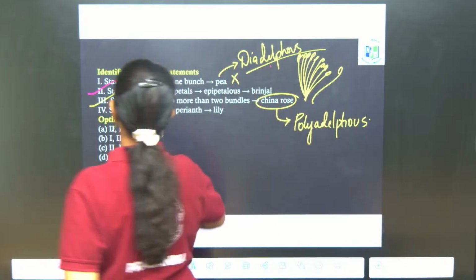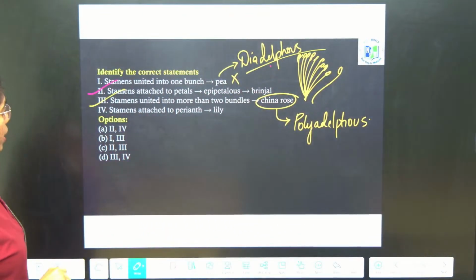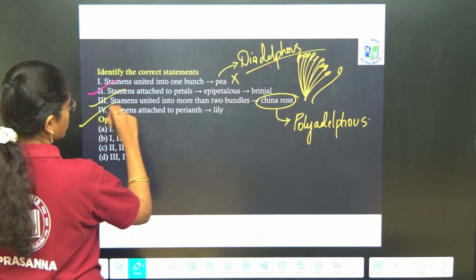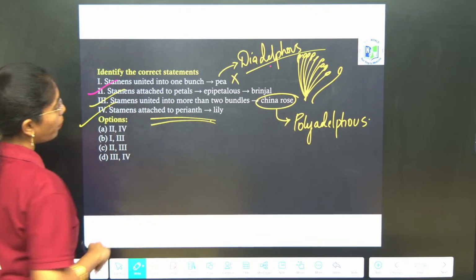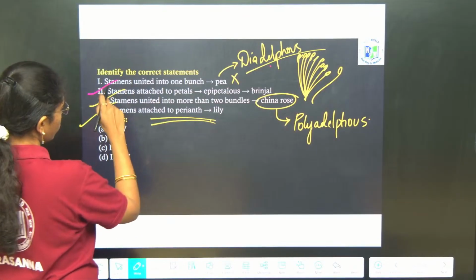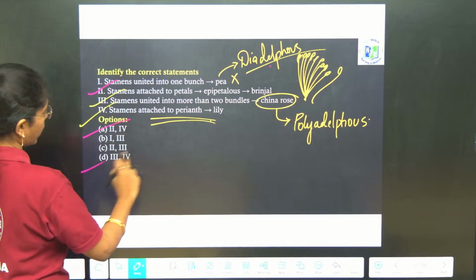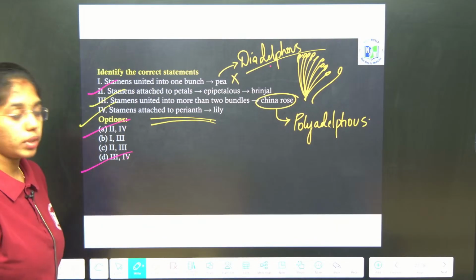Polyadelphous condition. Stamens are attached to the perianth. Yes, in lily stamens are attached to the perianth. So, here 2, 3, 4, both are correct, A and D both are correct here, 2, 3, 4.